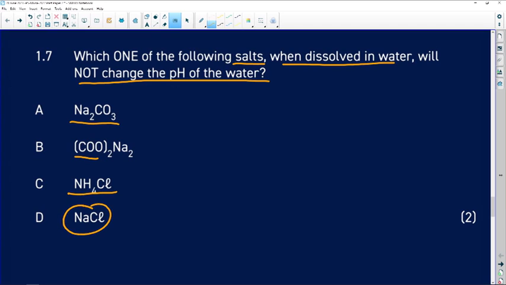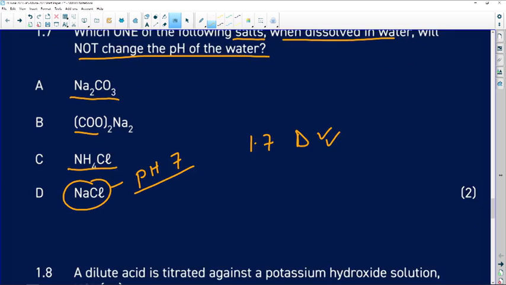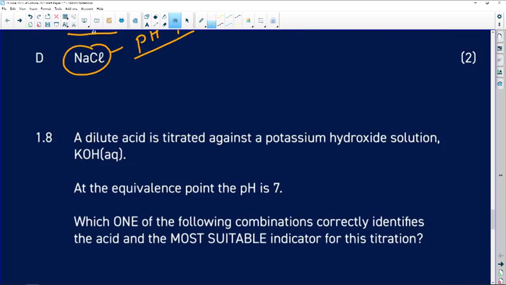When we look at the pH of NaCl, the pH is roughly 7. So for 1.7, the answer is D. You get 2 marks for sodium chloride because it has a pH of 7, meaning that it will never change the pH of water. Let's go to 1.8.